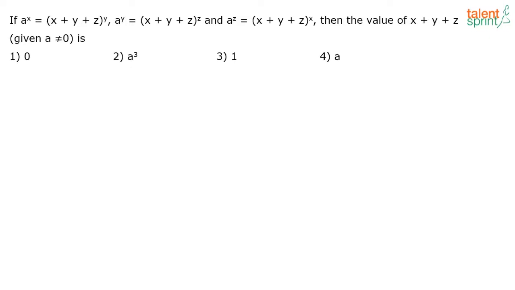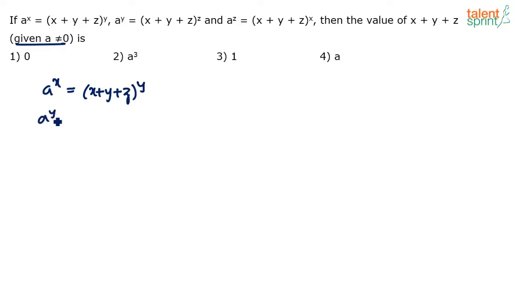Shall we solve this now? All right, let's see. So the question here says, if a power x equals to x plus y plus z whole power y, a power y equals to x plus y plus z whole power z, and a power z equals to x plus y plus z whole power x, then the value of x plus y plus z is, given that a is not equal to 0. So there is a condition given to us that a cannot be 0. So what are the equations? a power x equals to x plus y plus z whole power y, right?